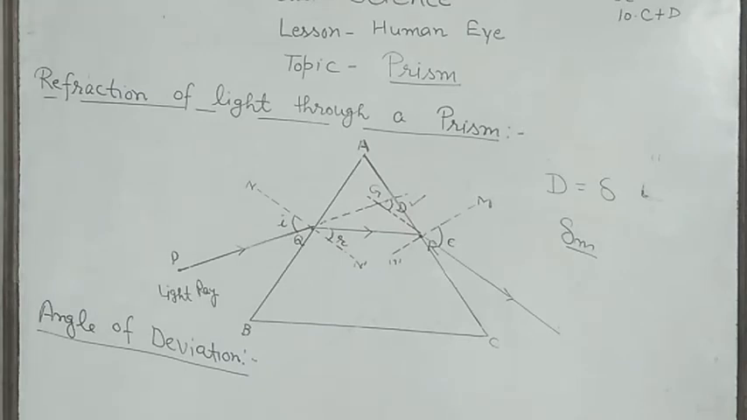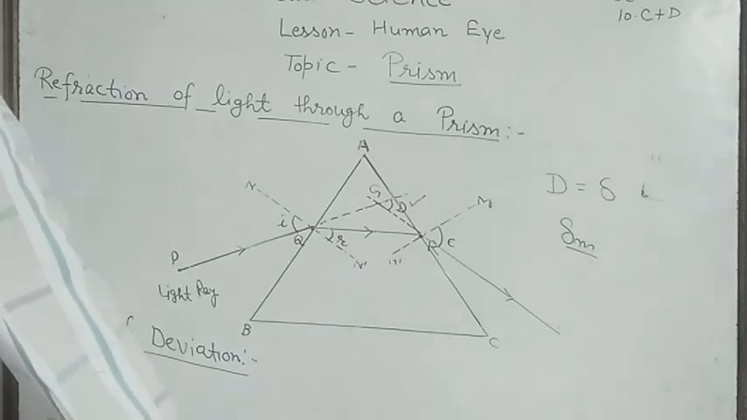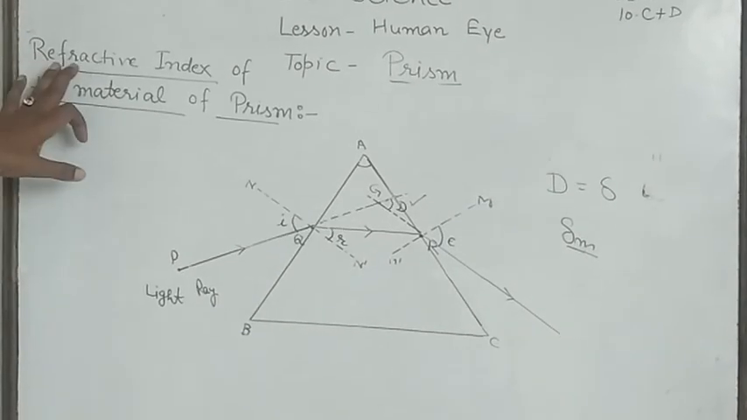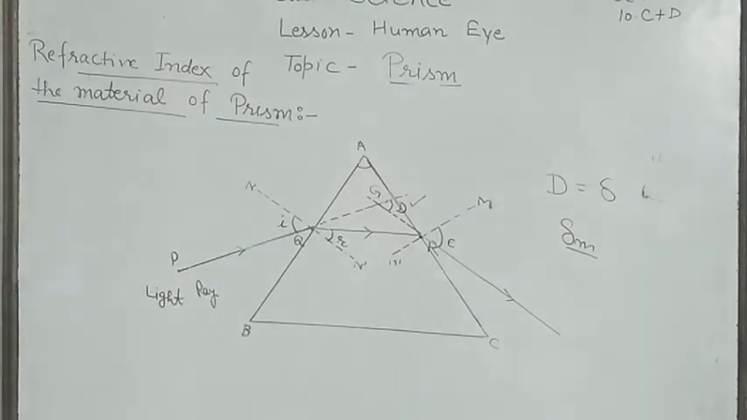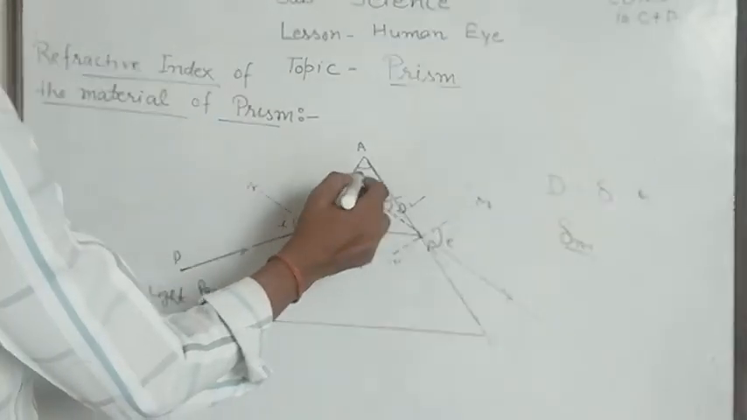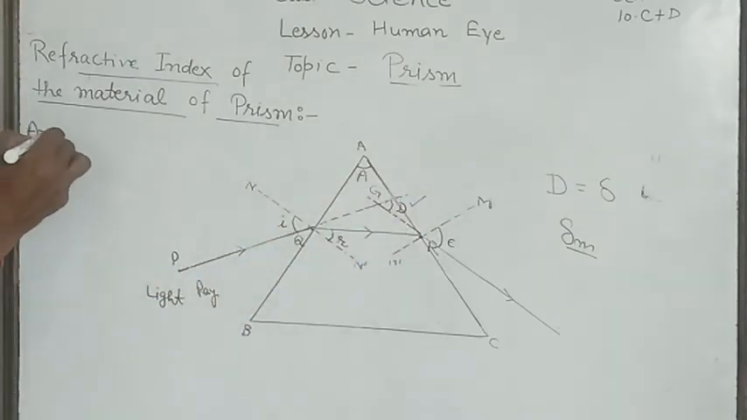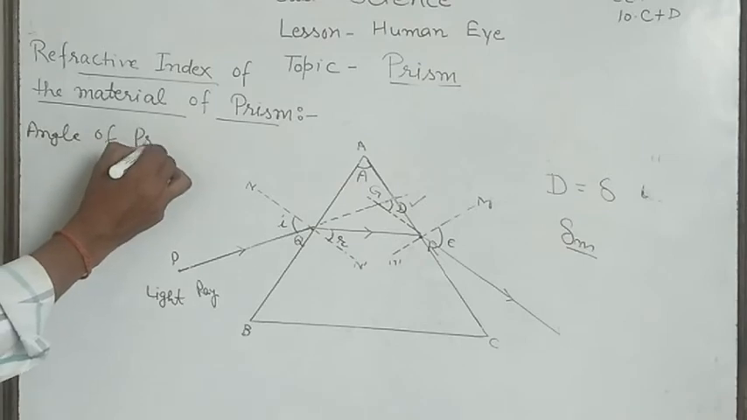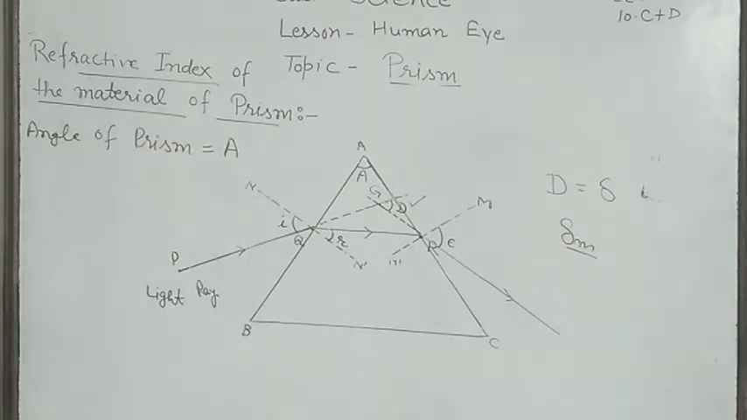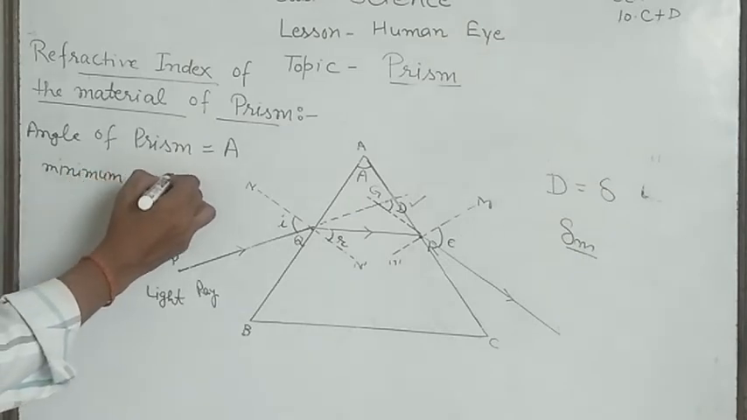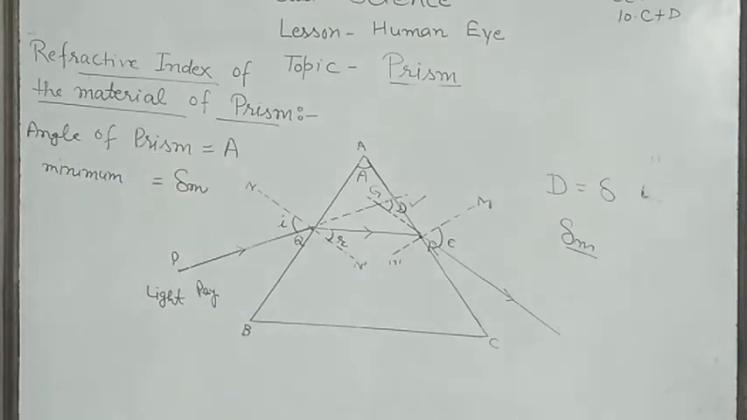Now the refractive index of the material of the prism. If the angle of prism is A, and the angle of minimum deviation for a ray is delta m, then the refractive index of the material of prism can be shown by the following formula.